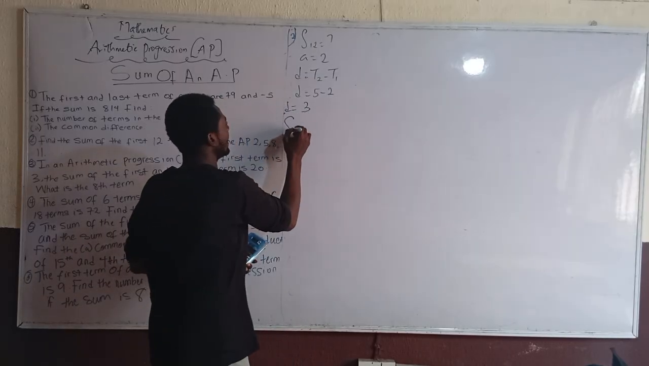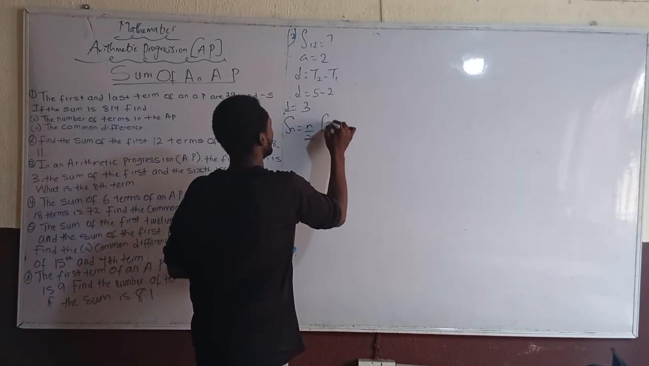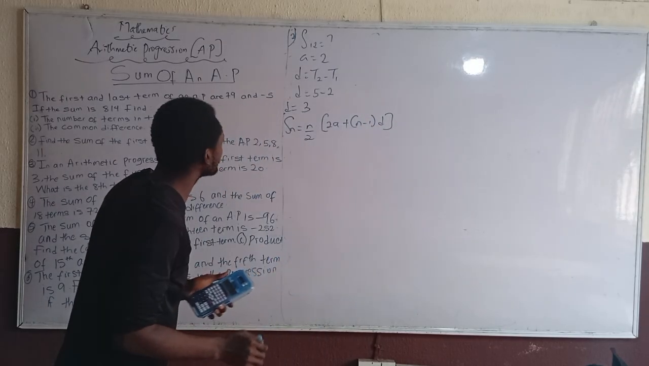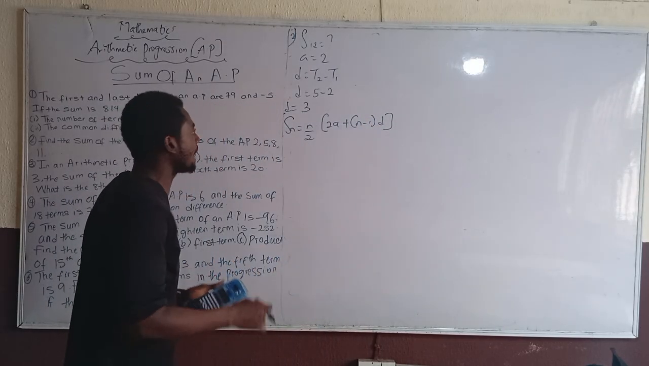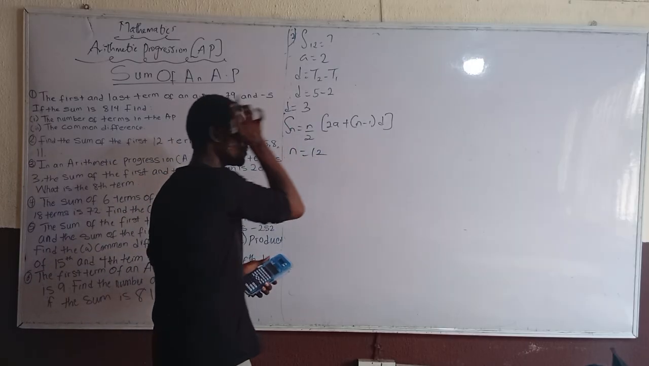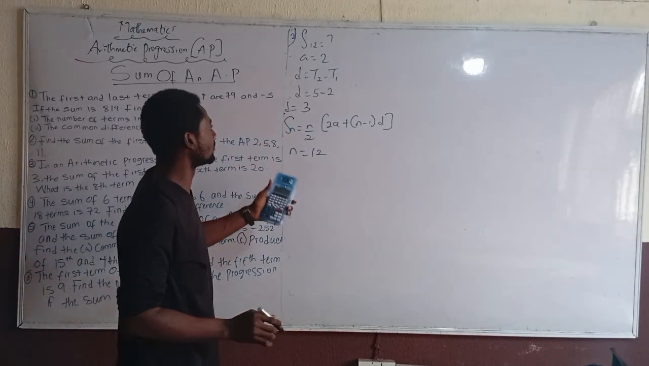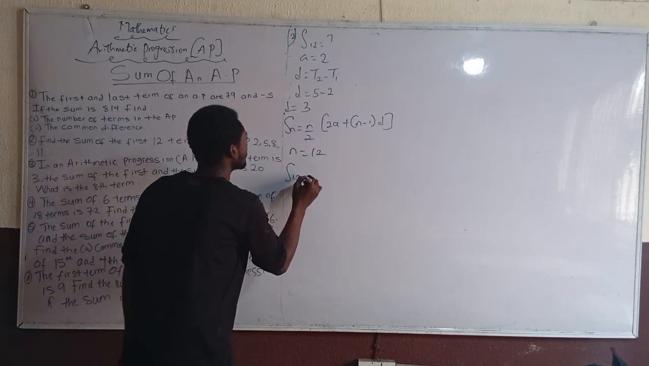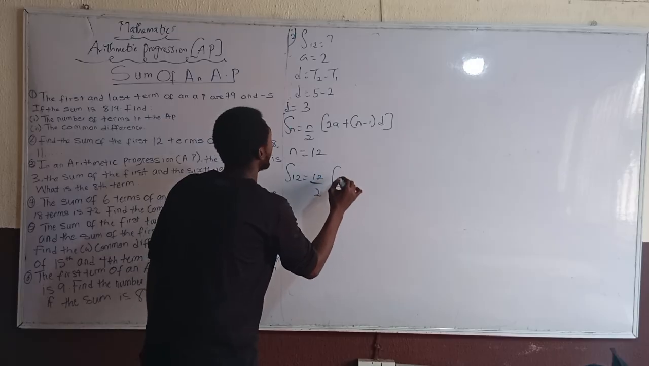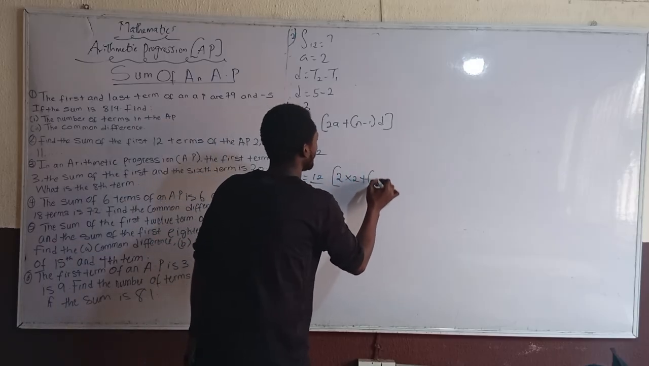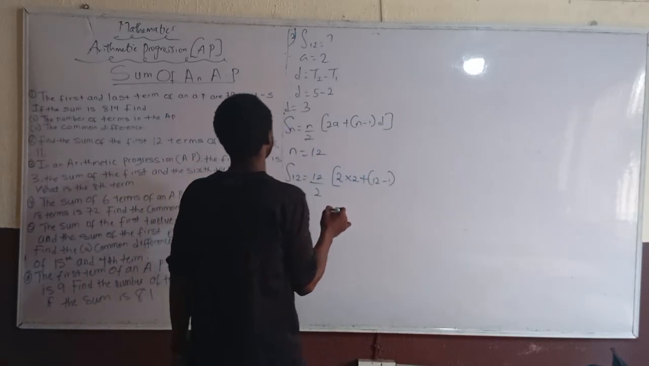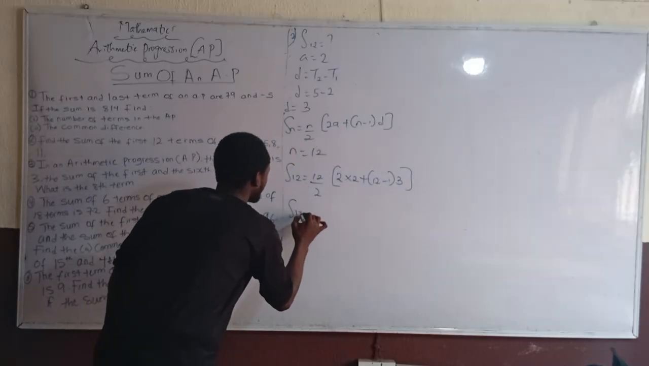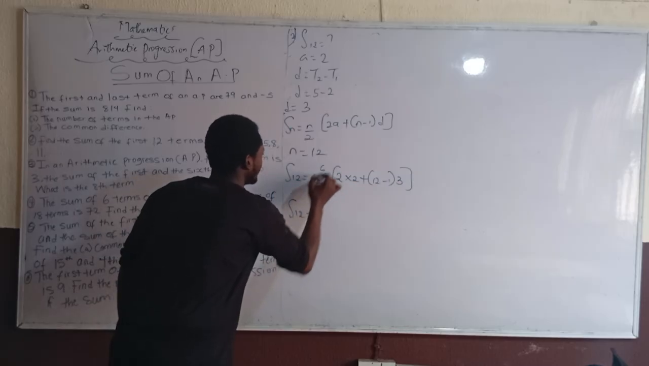So here, my Sn is n over 2 times 2a plus n minus 1 d. Calculate the sum of the first 12 terms. That means my n is 12. I'm looking for the sum. I was given A and D, so this is my formula. So my S12 is 12 over 2 times 2 times 2 plus 12 minus 1, and my D is 3.